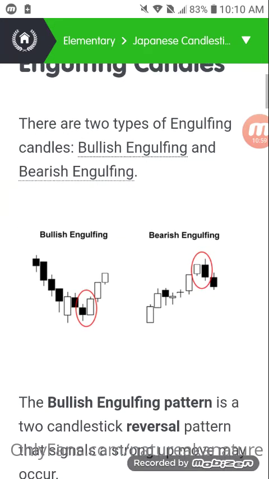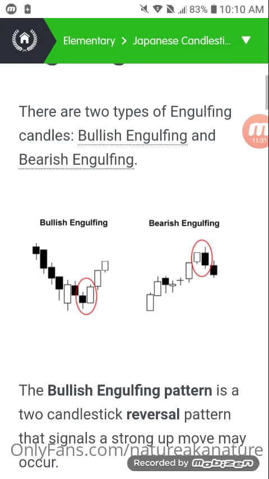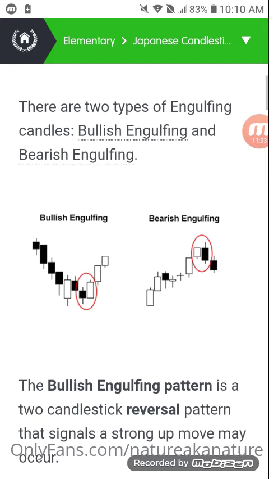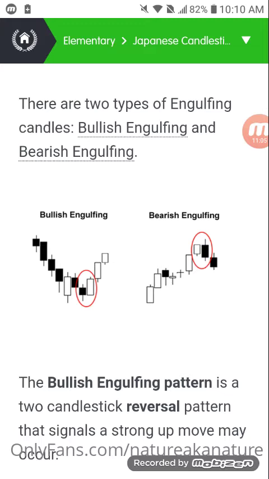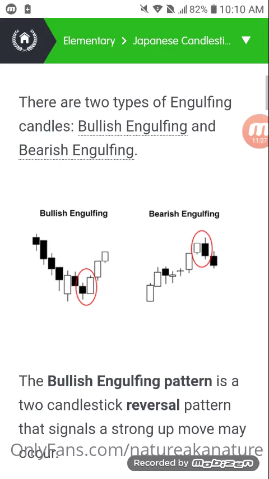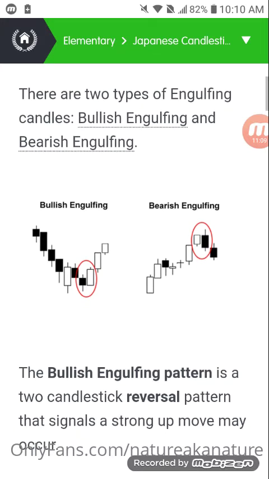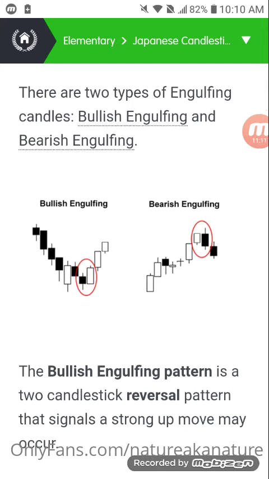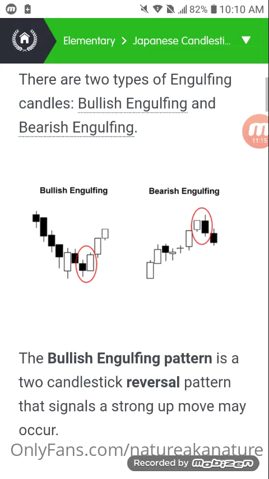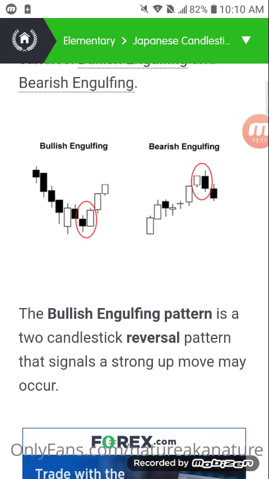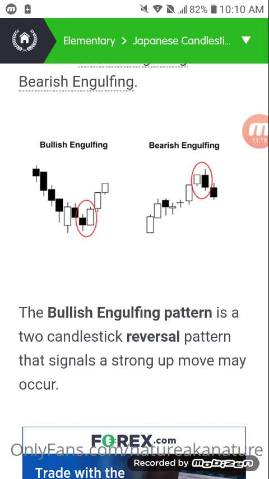So this is a bullish engulfing. You see how the white candlestick is engulfing the black candlestick. The second candlestick must be engulfing the first candlestick for a bullish or a bearish engulfing pattern. The bullish engulfing pattern is a two candlestick reversal pattern that signals a strong move may occur. It's found at the bottom of a downtrend.